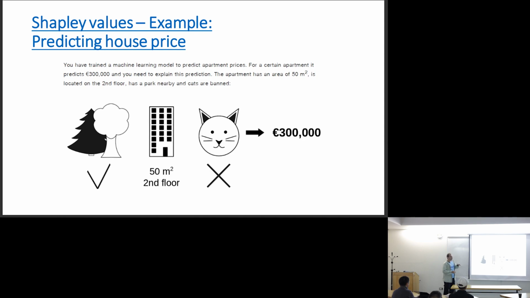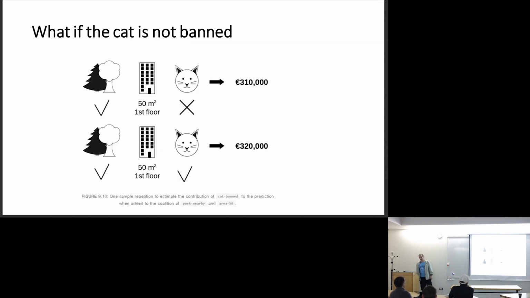You have this example of predicting a house price. Everyone has played with the Boston dataset. You want to predict the price of a house if it had some green areas inside, it was on the second floor, and it had 50 square meters of area, and the cats are banned, so you cannot keep a pet in that area. You look into the data, and it's $300,000.